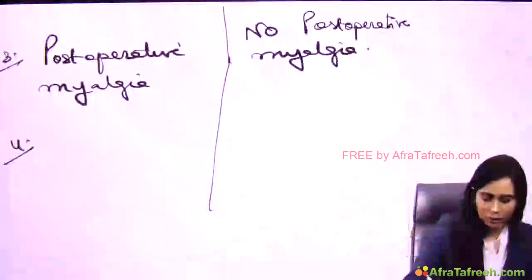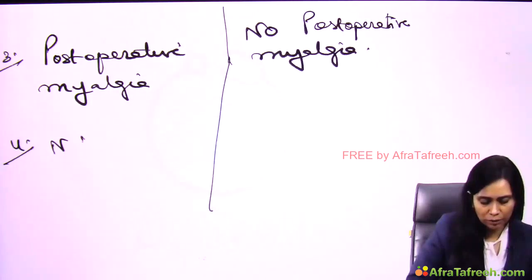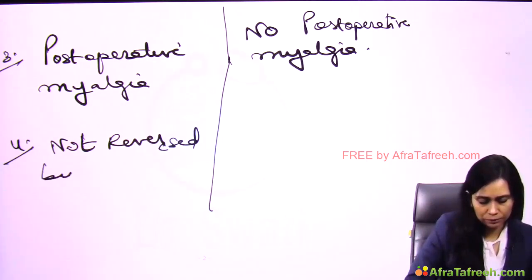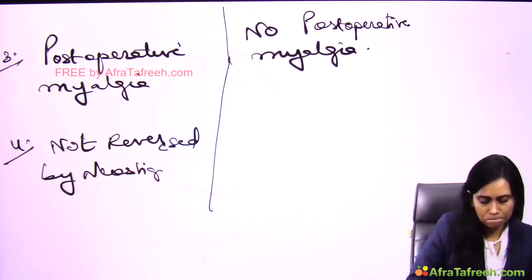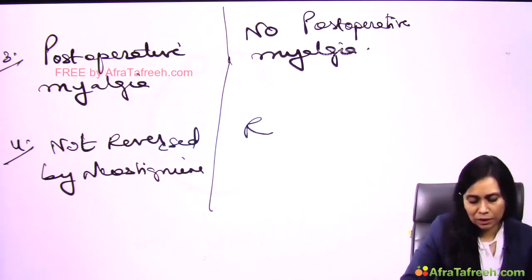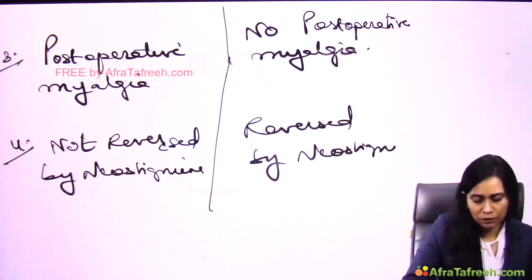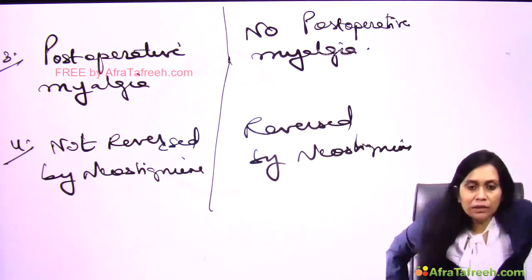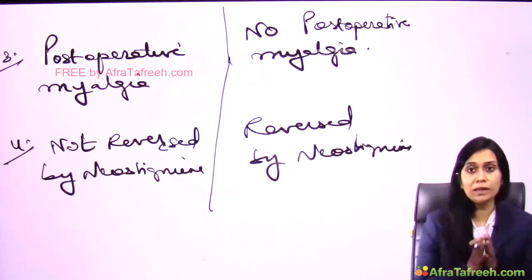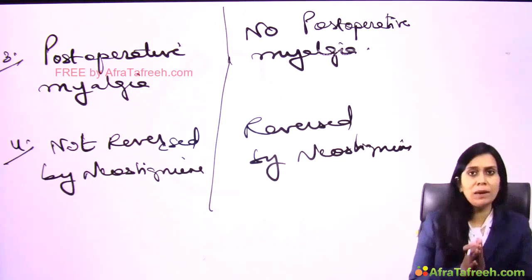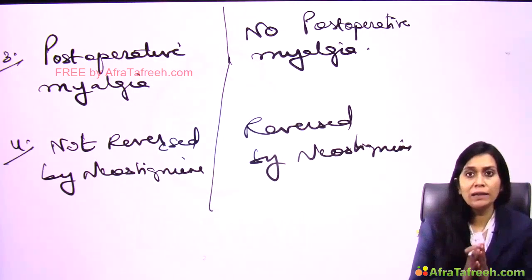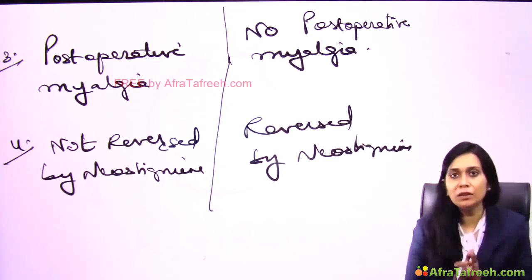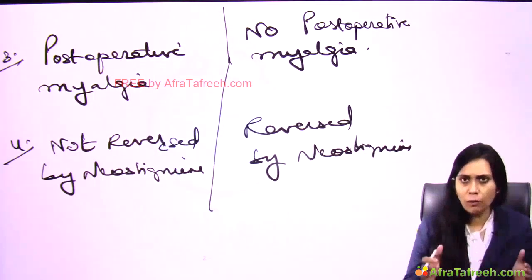So fourth point, succinylcholine is not reversed by neostigmine. Non-depolarizing is reversed by neostigmine. So I think these four differences are clear. Non-depolarizing are competitive antagonists. Simply by increasing the quantity of acetylcholine, I can reverse the muscle paralysis produced by non-depolarizing. Got my point? Okay. So four points clear.